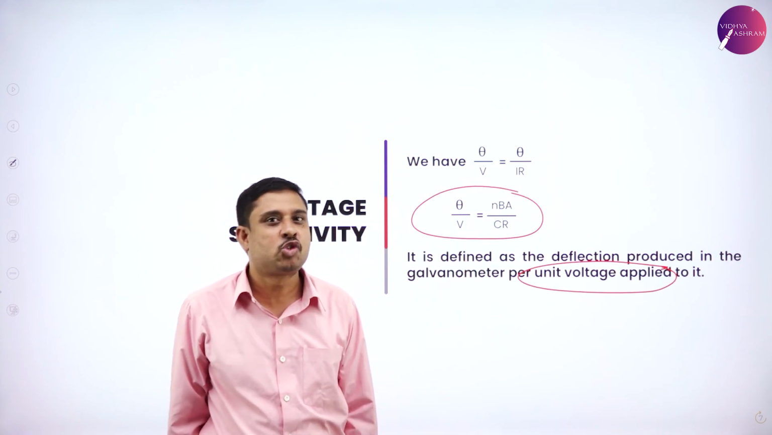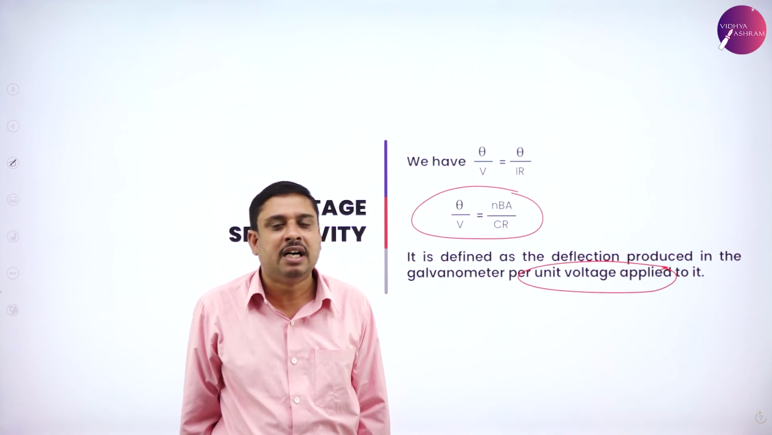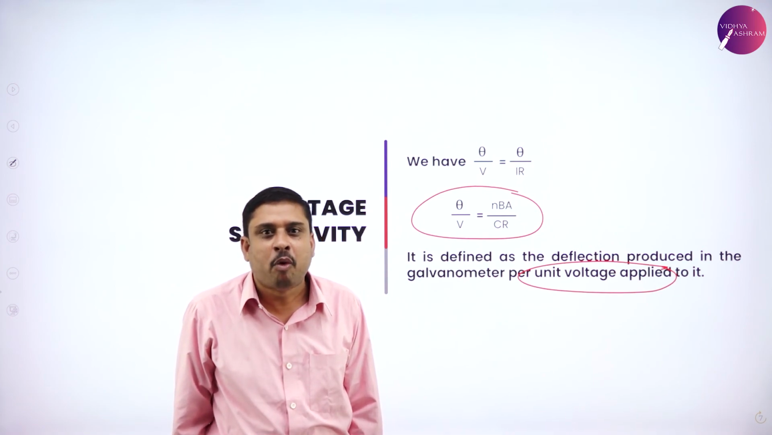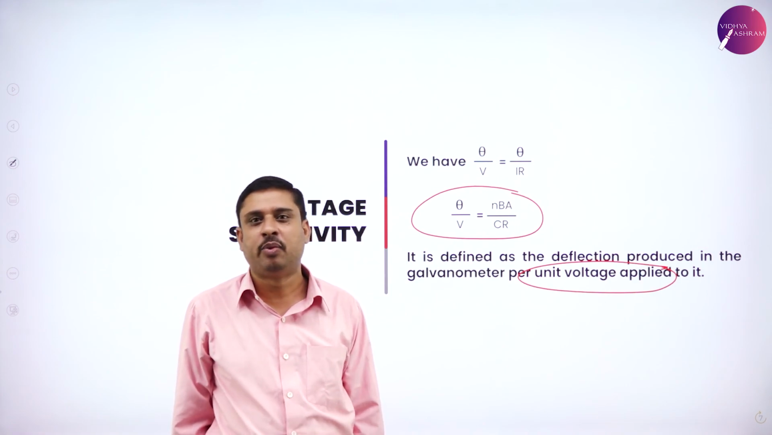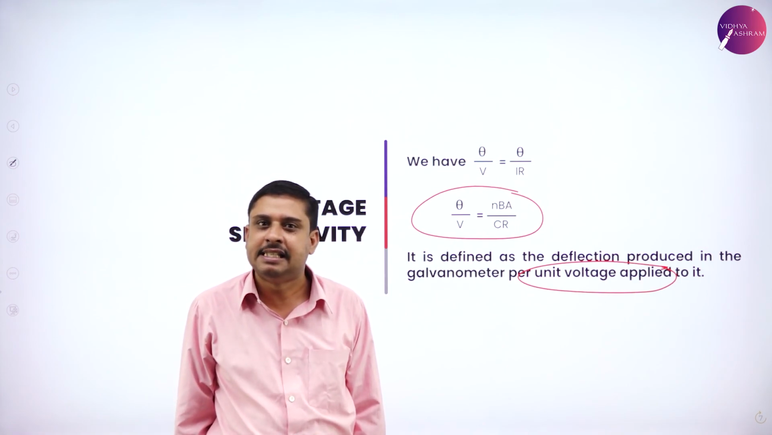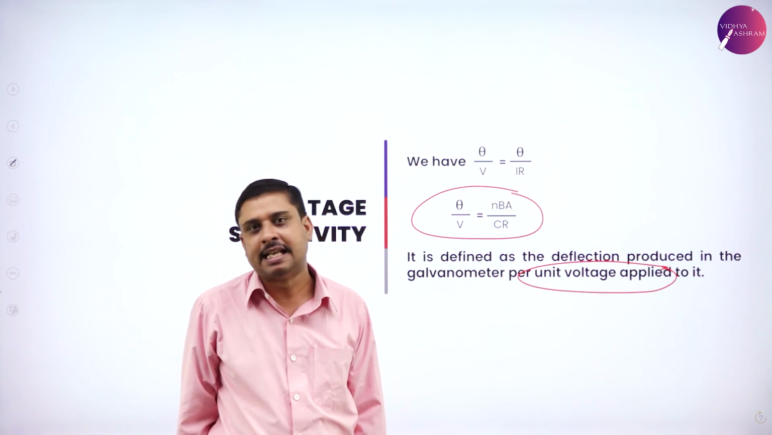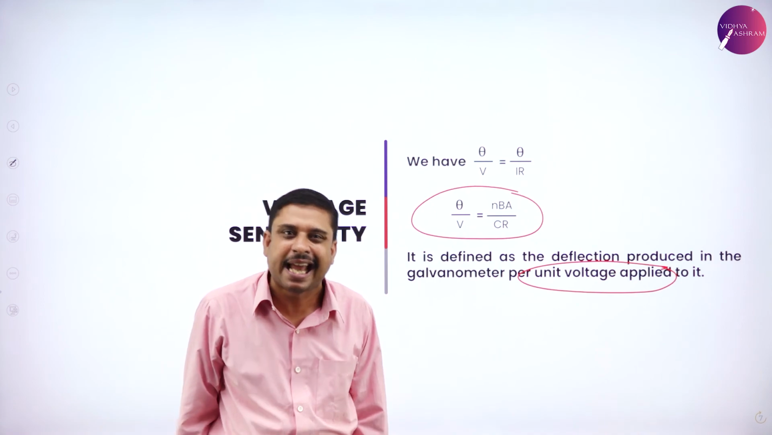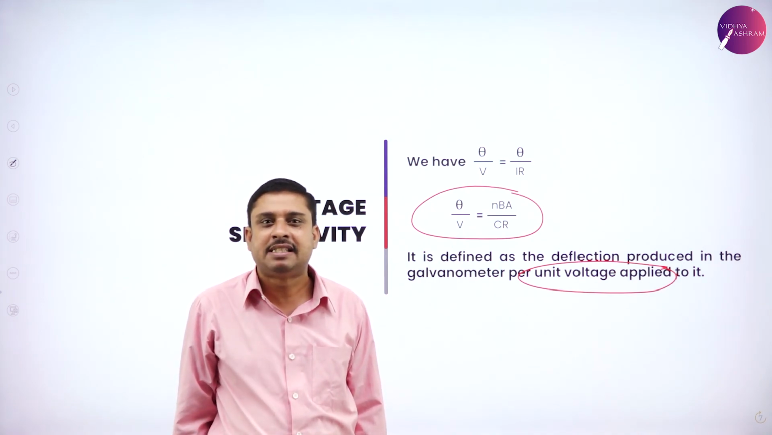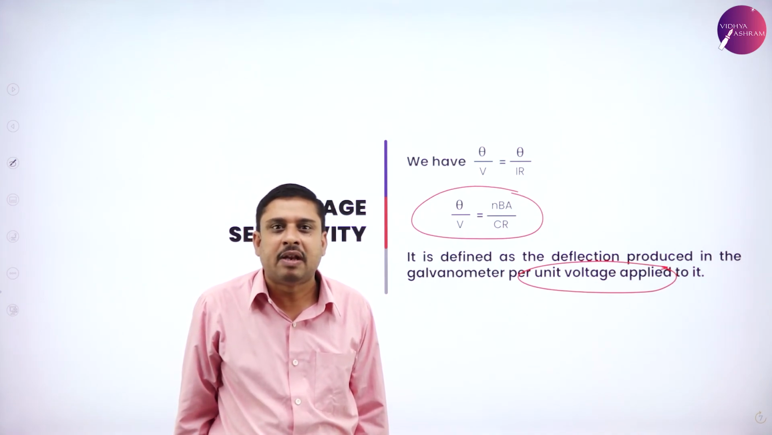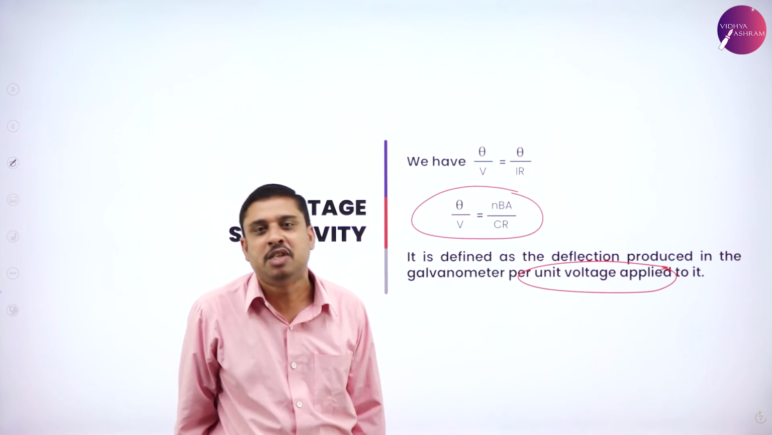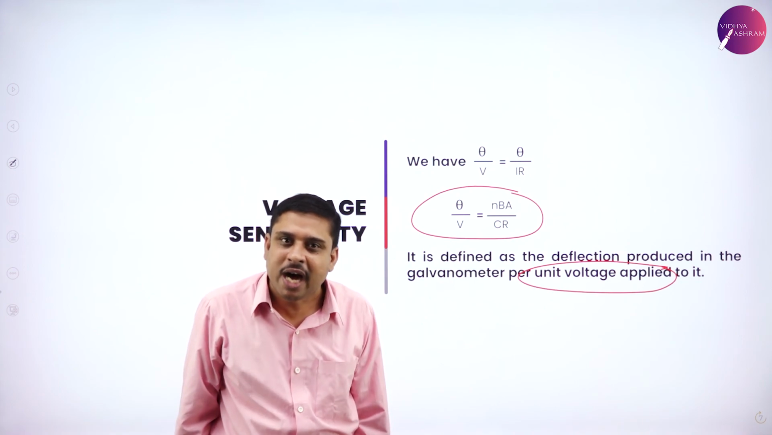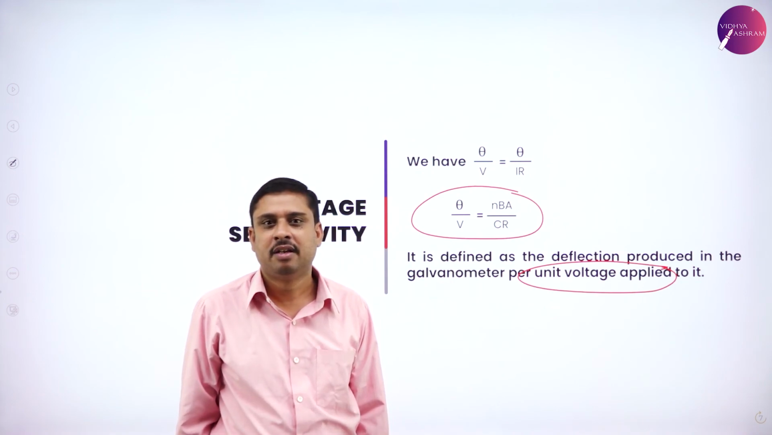So my dear students, today you have learnt about MCG and 2 important parameters linked with it: current sensitivity and voltage sensitivity. My last session on this chapter, in the next class, we will understand how to convert an ammeter into a galvanometer and a voltmeter into a galvanometer.